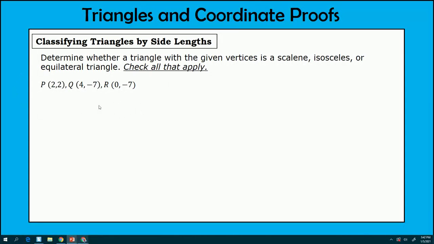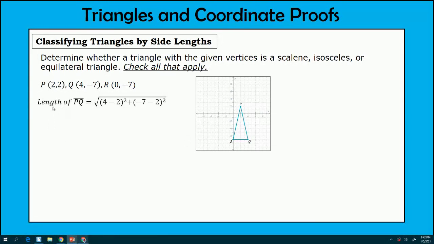Okay, so what are we going to do here? Well, I made a graph of it. You won't have this available to you, but I did it. Basically, what I'm saying is we've got to find the length of all three sides, and then we're going to compare those lengths. So I'm going to do the distance formula. Length of PQ.